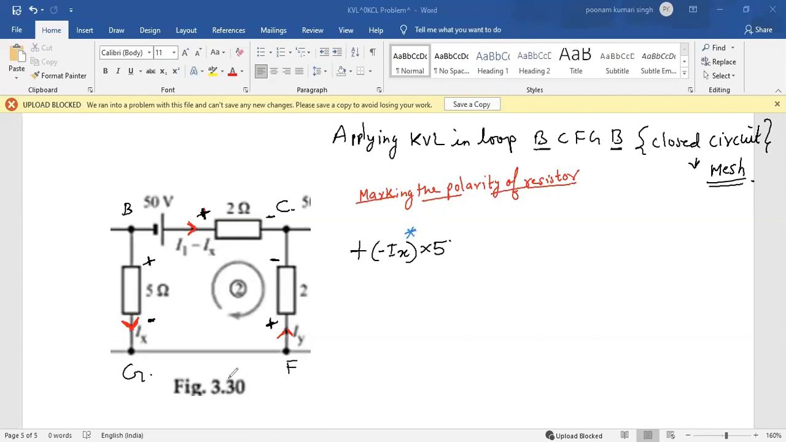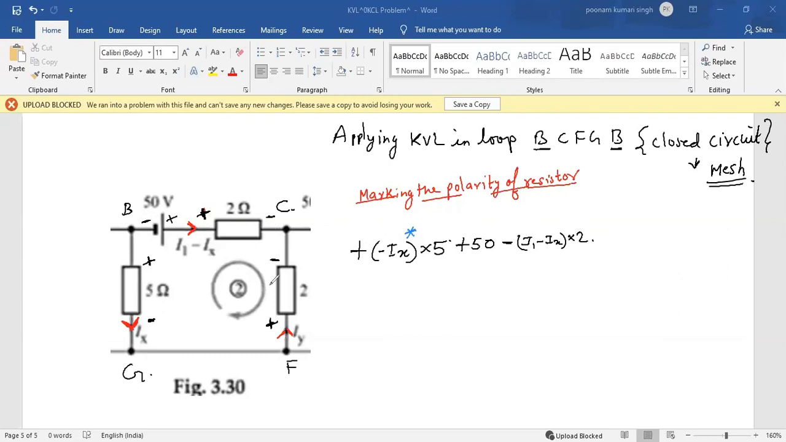Please mark this. Now again, I'm going from minus to plus. This is rise in potential, which is always associated with a plus sign. The value given is 50 here. Now here it is going from plus to minus, that means higher to lower, which is drop in potential. Drop in potential is always associated with a minus sign. What is my IR here then? I is given as I1 minus Ix, multiplied by 2.